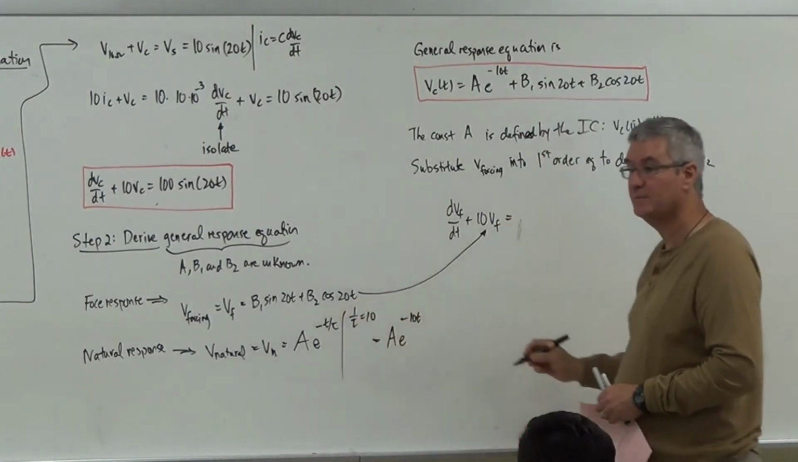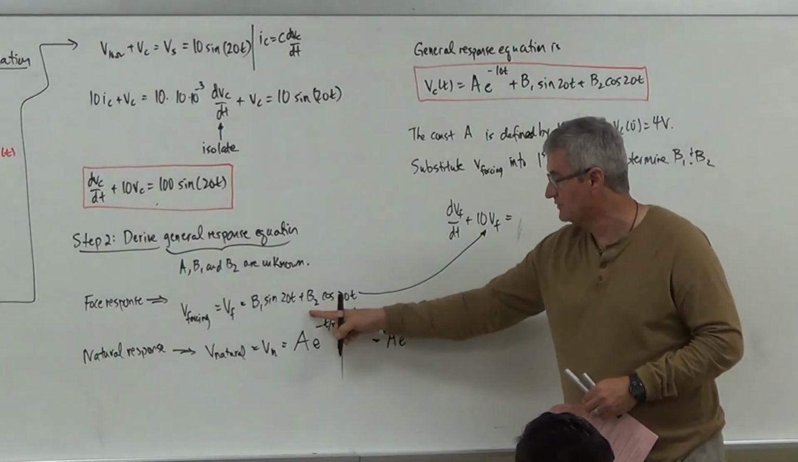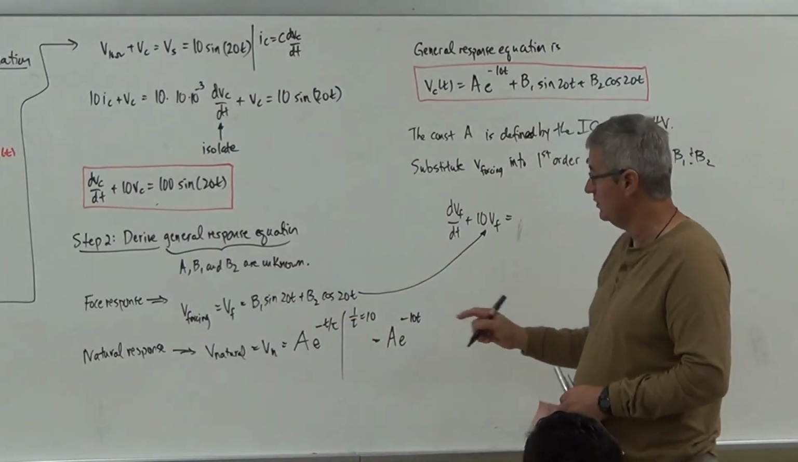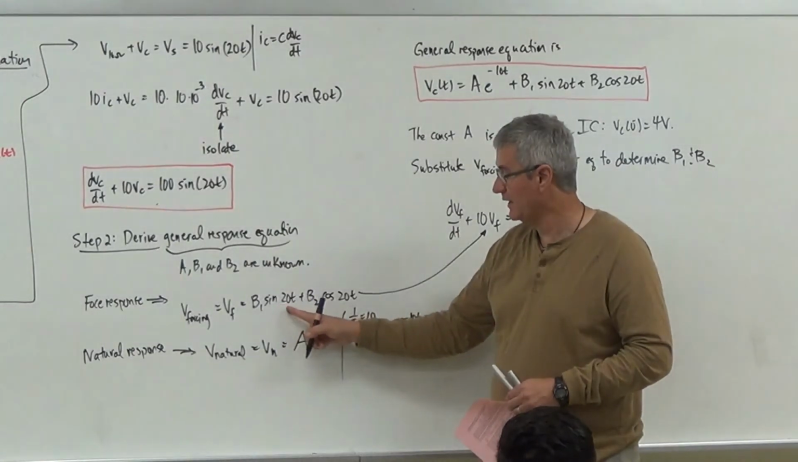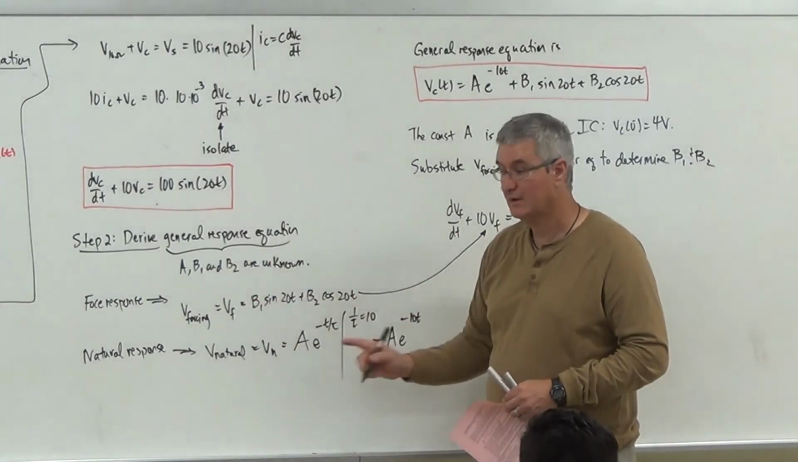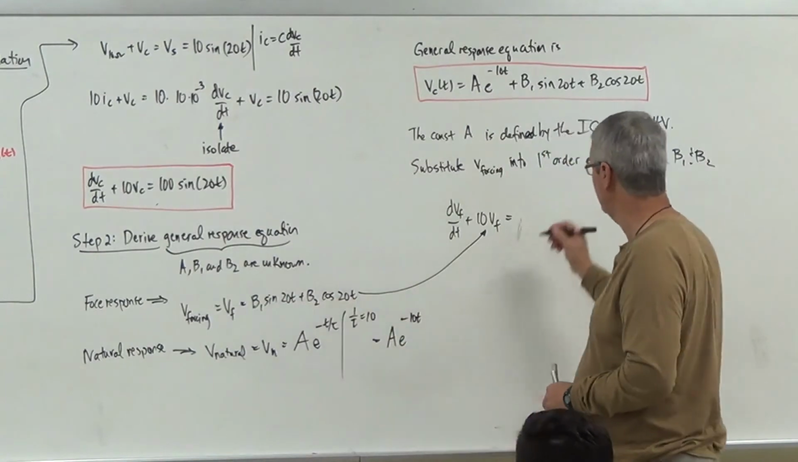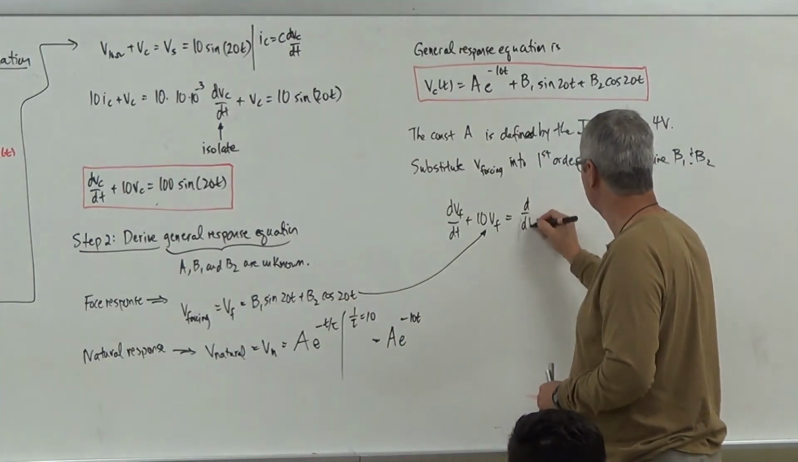Right? That's the force response. So if I take a derivative of this term, I'm going to get what? So I'm going to get cosine, right? And then I'm going to get a 20 factor out here. So I got to take the derivative of the first term. Maybe I should just write it out to make sure that was good.